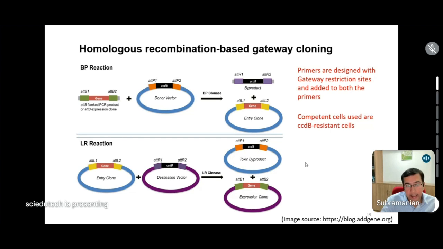When your gene gets inserted into the donor vector, the ccdB gene is removed. The ccdB gene encodes a product which is toxic to the cells. So what happens is, when the gene is inserted in the ccdB site, the bacteria can now survive. Otherwise, it cannot replicate. And then you have the LR reaction. So there are two reactions, BP and LR. In the LR reaction, you have the entry clone and the destination vector. Again, this is recombination-based cloning, where your gene of interest is inserted into the destination vector through an LR clonase enzyme, and you get the expression clone.